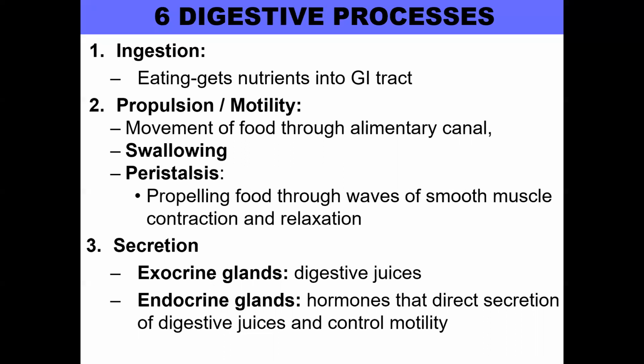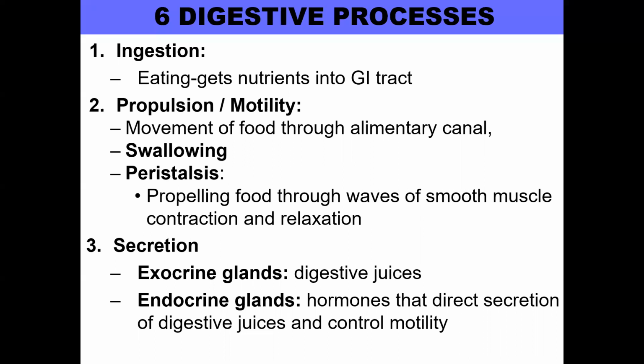The accessory organs are not involved in propulsion or motility. They are involved in secretion. So all accessory organs are going to secrete something important to help us digest food. Some of those things are going to be digestive juices or digestive enzymes. Those we call exocrine glands. They secrete through a duct. And then remember our friend, the endocrine glands.